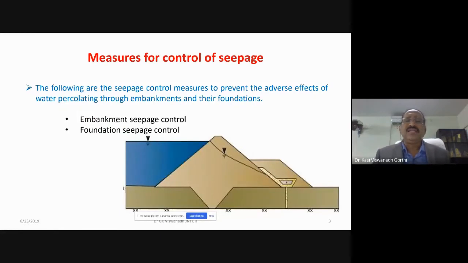It is not a desirable phenomenon. First of all, we need to understand that when a dam is constructed and a reservoir is formed, water flowing through the body of the dam is not a desirable phenomenon. Water flowing through the foundation of the dam section is also not a desirable phenomenon.